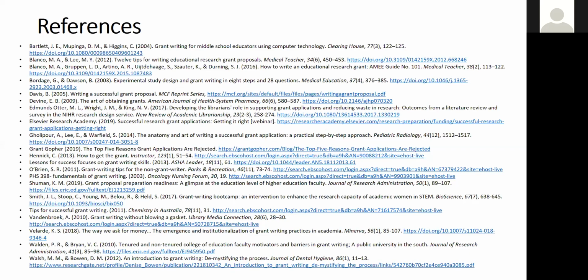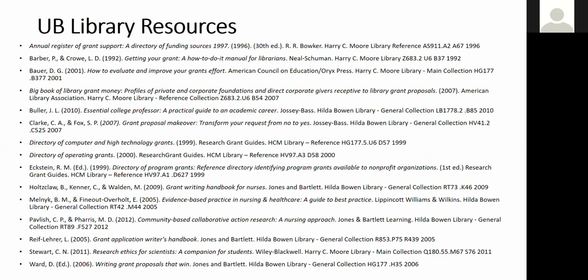There are a lot of references that I've put here for those of you who are very interested in getting more information. There's a long list of references here. There are also a lot of resources that we have at our UB library. So take your time to look out for all these resources that can help you. If you need any further help, don't hesitate to contact the research contact at research@ub.edu.bs. You can write to us directly.